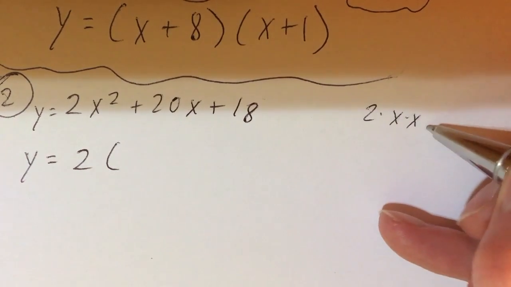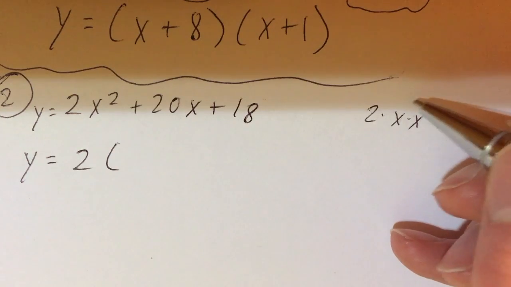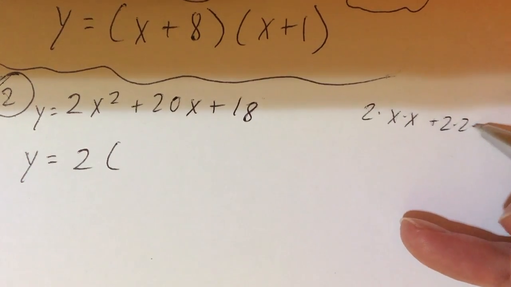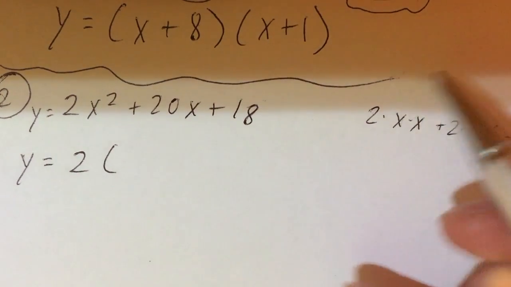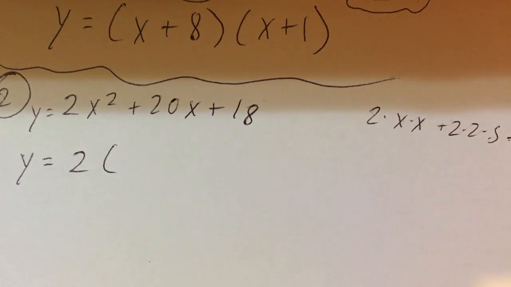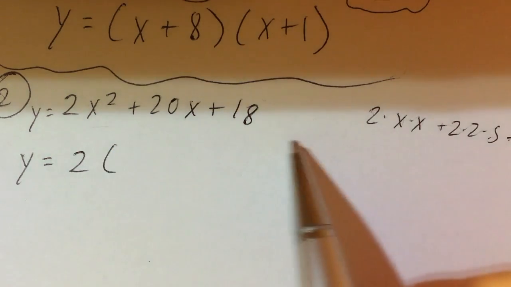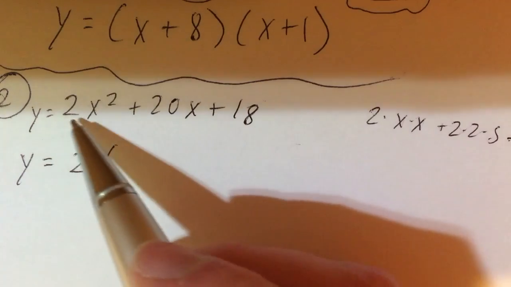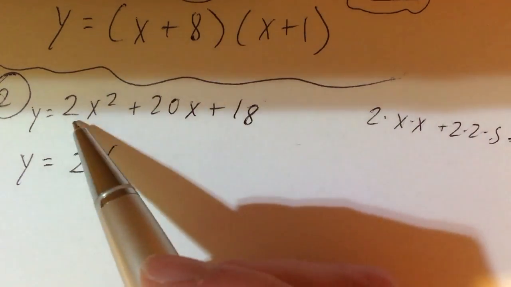2 times x, and then plus, and you can break down 20 into 2 times 5, and so on and so forth. You don't have to do that every time. If it helps you to see that there's a 2 in common, by all means, go for it. But another way to do it is just to look and say, well, they're all even, so I can obviously take 2 out of them all. The way I do it, I usually just divide everything by 2.